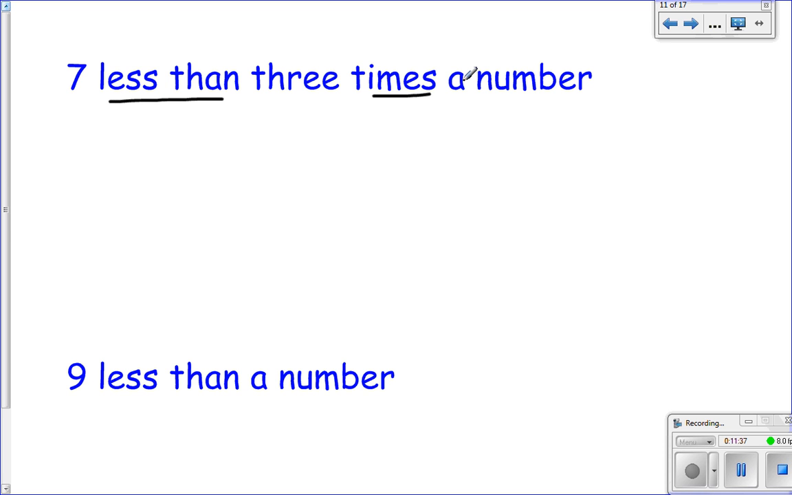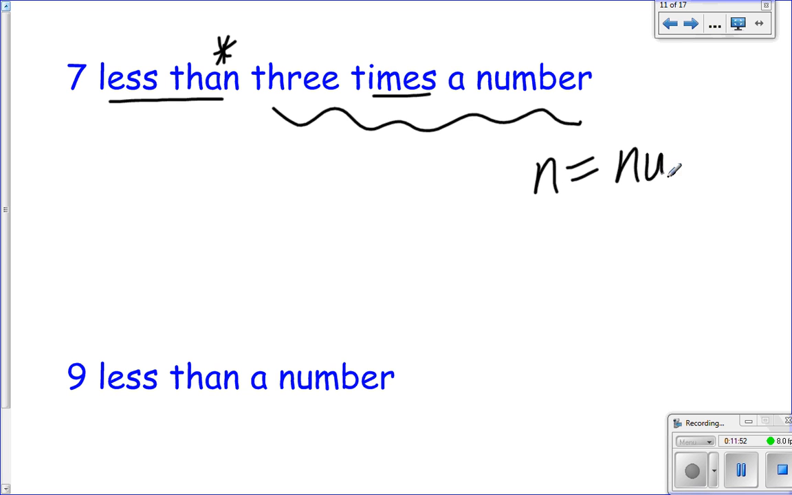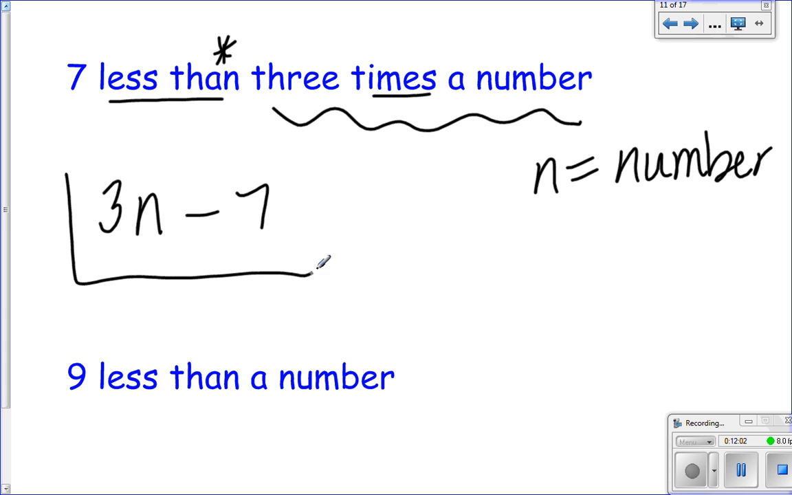Less than and times is what we're looking at here. Less than is one of the ones where I have to flip, which means that this part of the phrase is going to go first. So 3 times a number. So again, I can have n equal a number. So 3 times a number, less than means subtraction, and then the number 7.